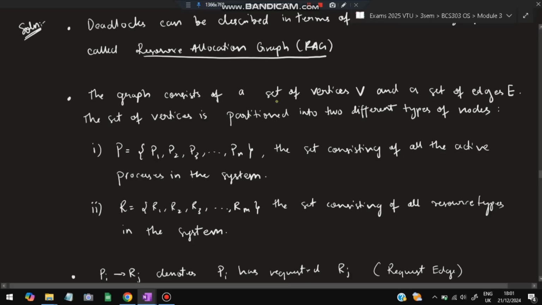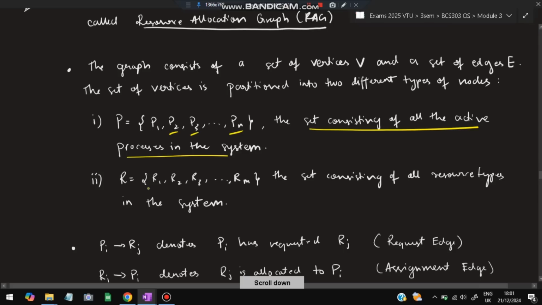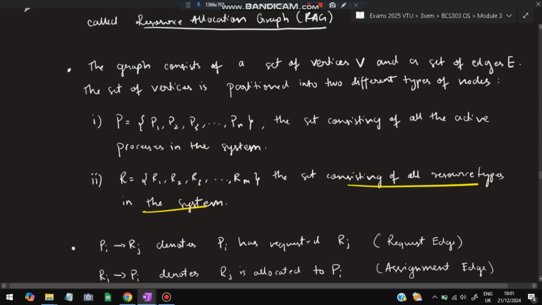The graph consists of a set of vertices V and a set of edges E. Every graph will have vertices and a set of edges. The set of vertices can be partitioned into two different types of nodes: process vertices and resource vertices. P1, P2, P3 till Pn is a set containing all the active processes, and R1, R2, R3 till Rn is a set consisting of all resource types in the system.